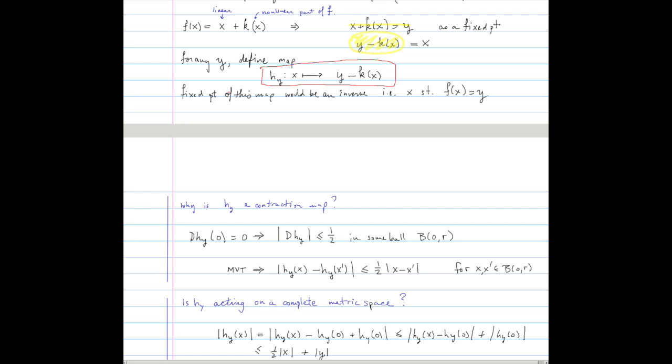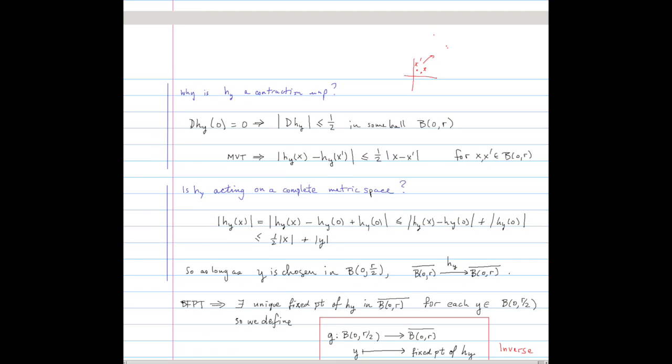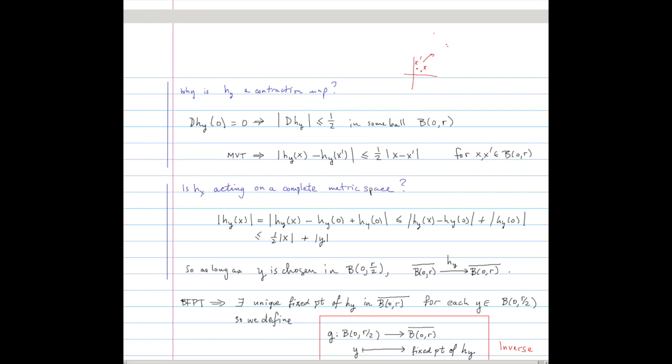Now we need to be careful because it could be that I have my 2 points x and x prime, and maybe they're mapped out here somewhere, and the distance between them is decreased, but the actual position is that they're being moved quite far out. So instead, what we need to check is that actually h_y can restrict to a closed ball.